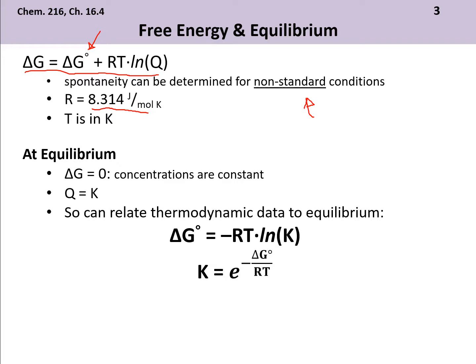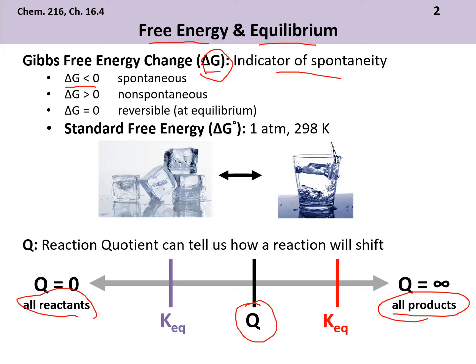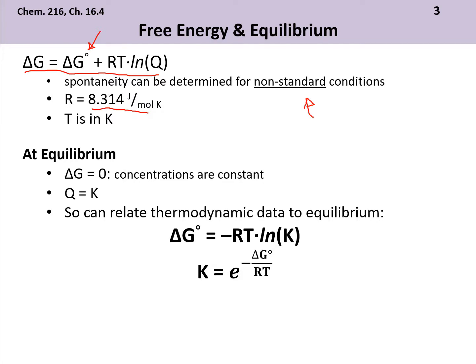All right, now let's just look at this equation and talk about something. At equilibrium, delta G is equal to 0. Okay, I kind of glossed over that earlier, but at equilibrium, delta G is equal to 0, and Q is equal to K. So if I plug these two things into it, I get 0 equals delta G naught plus RT ln K. I can rearrange this to get this equation here.